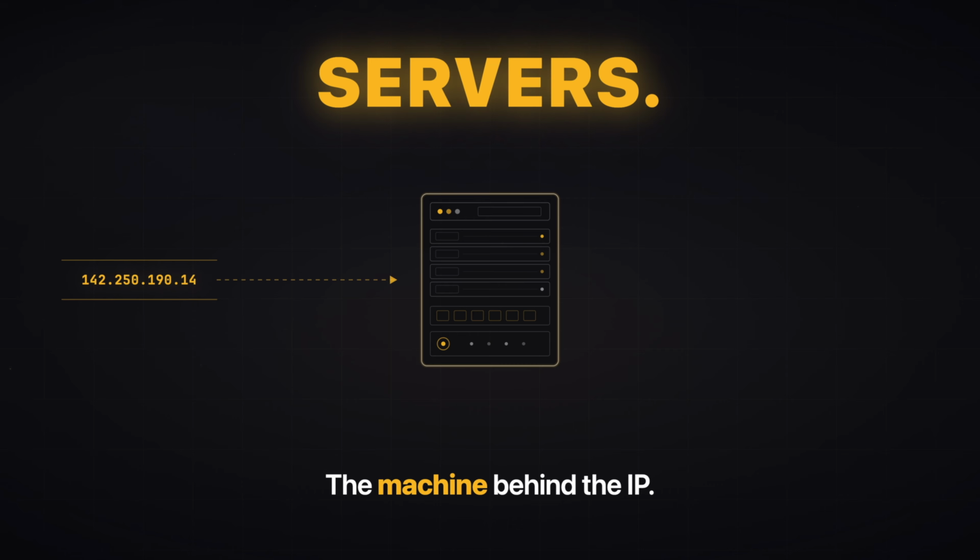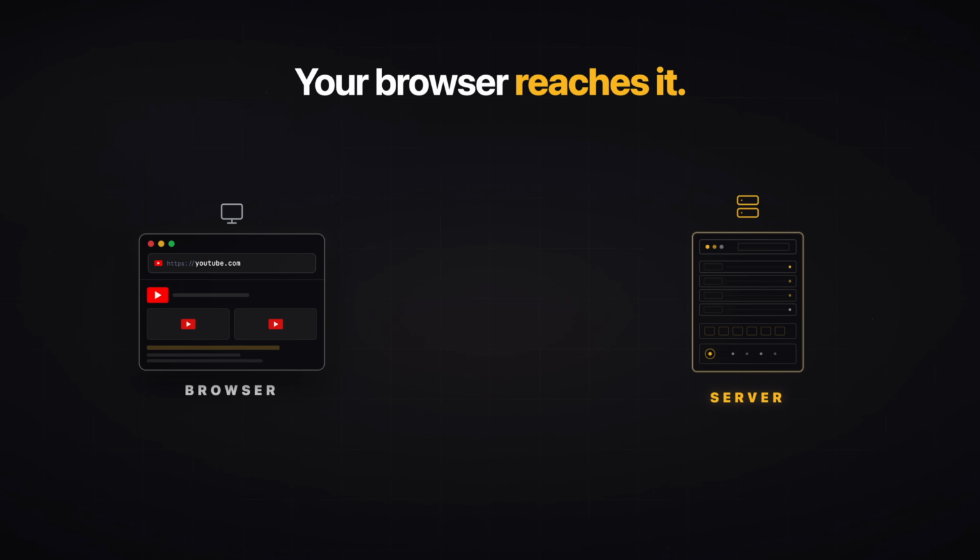An IP address usually points to a machine on a network. And on the internet, that machine is often acting as a server. So when your browser gets the IP address for a website, it is no longer just dealing with the domain name. It is trying to reach a machine that can respond with data.